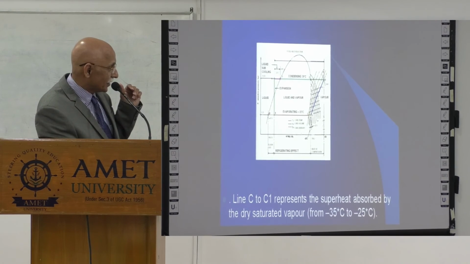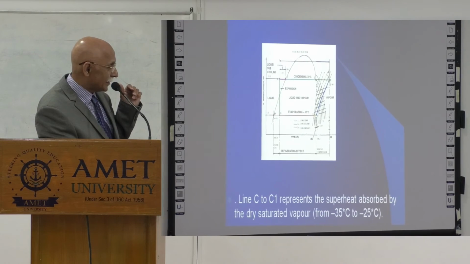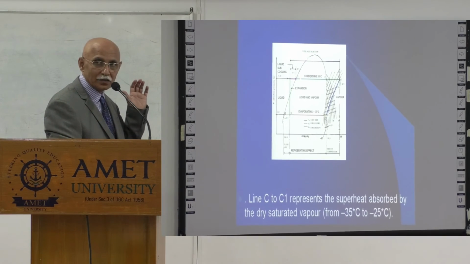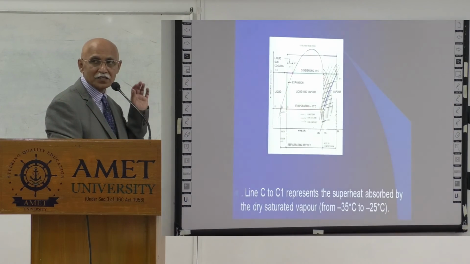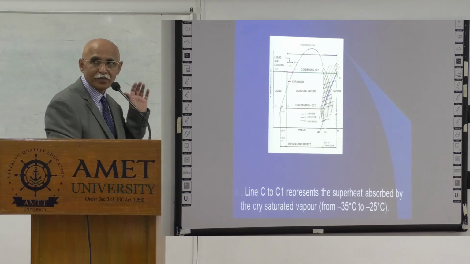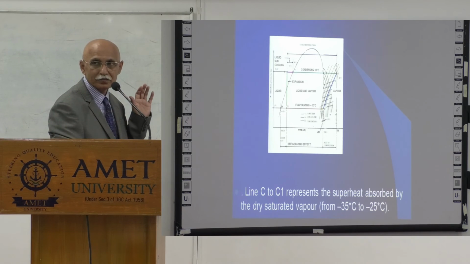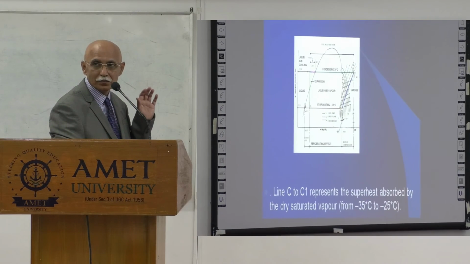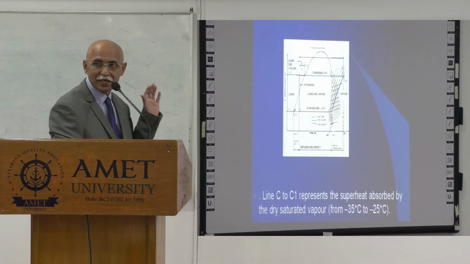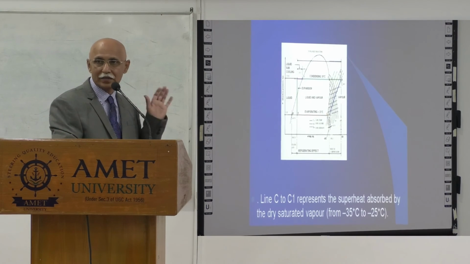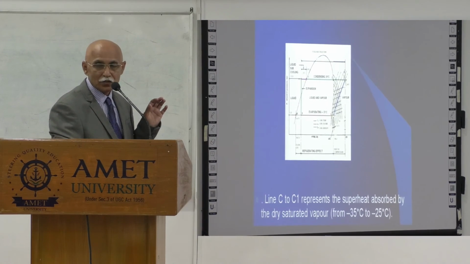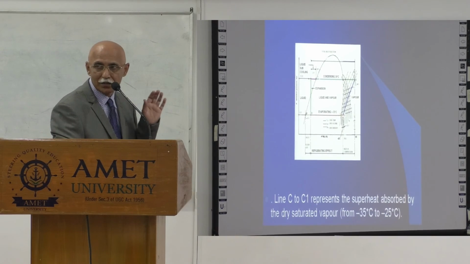So it keeps converting at a constant pressure, and then once again in the liquid form it reaches the expansion valve, where the same cycle will repeat. So the pH diagram is pretty easy to draw.